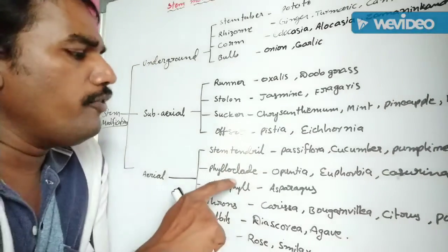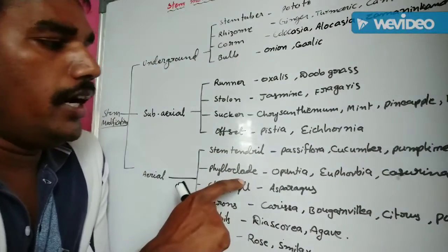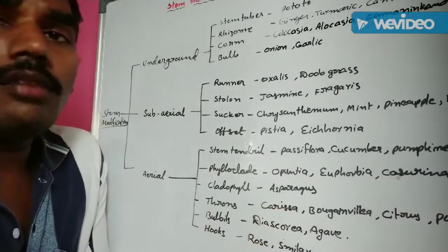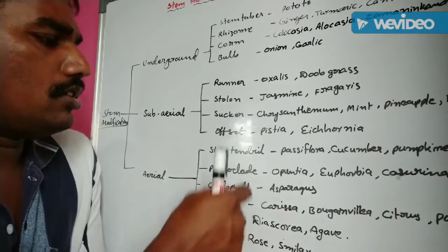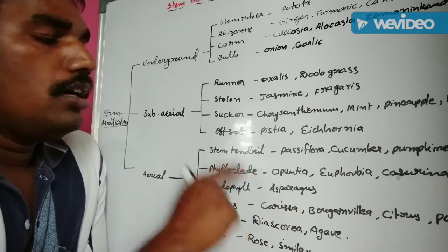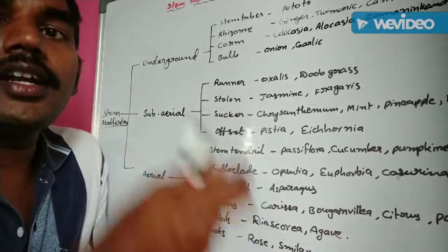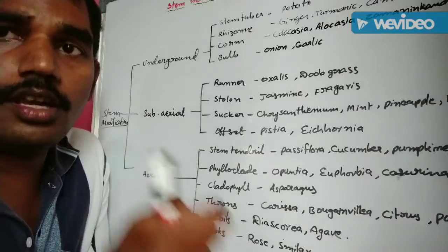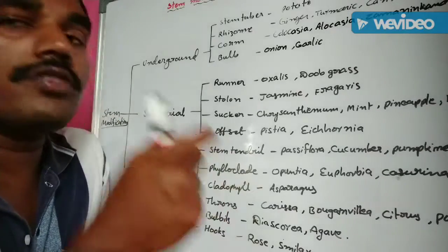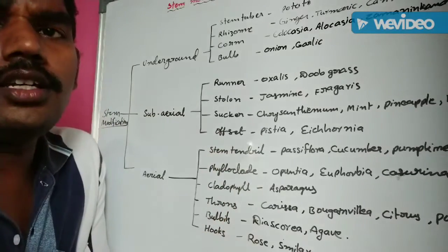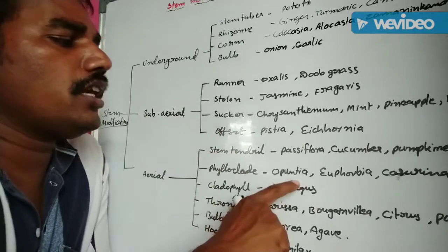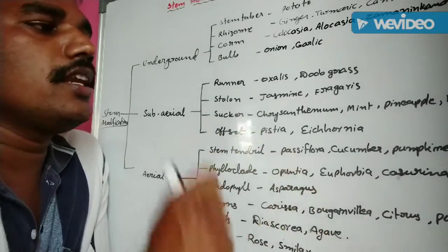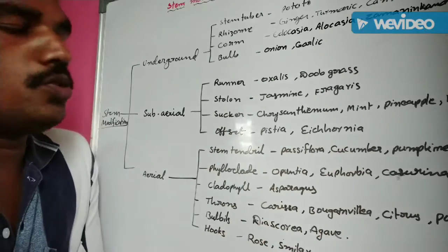Understand? Next one, phylloclade. The phylloclade is nothing but a lateral branch. The stem is green and flattened or cylindrical in structure and performs photosynthesis by the presence of chlorophyll. This means the stem is very green in color and performs photosynthesis. Examples: Opuntia, a flattened structure, Euphorbia, a cylindrical structure, and also Casuarina.